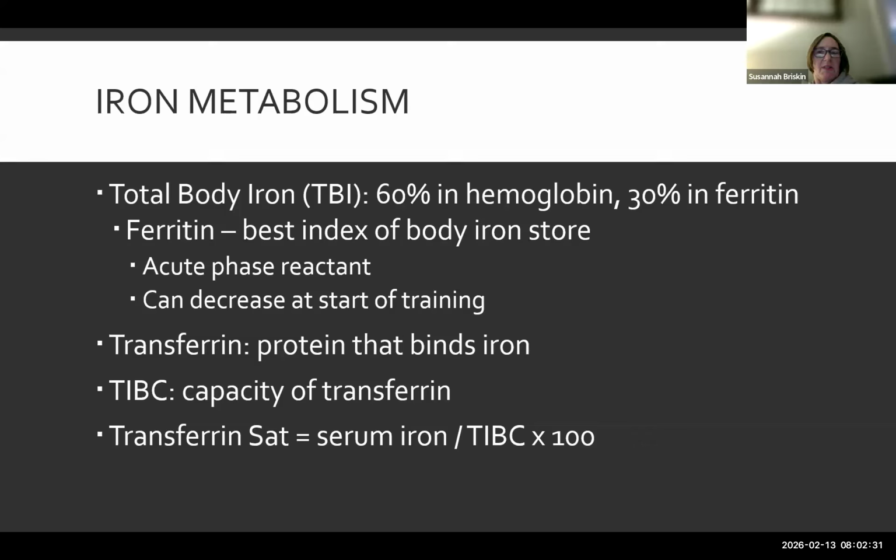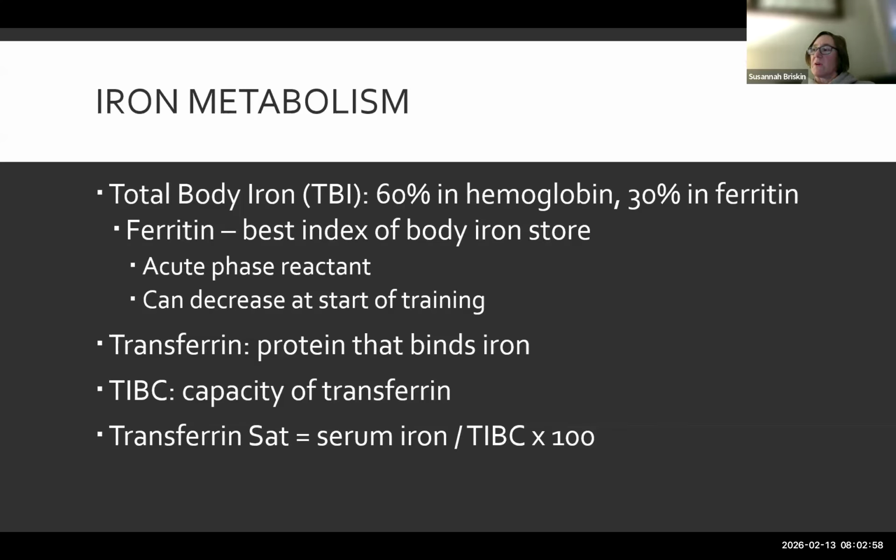So just a little bit of basic science review, thinking about the labs that we draw. Total body iron contains 60% in hemoglobin, 30% in ferritin. So you have ferritin, which is an acute phase reactant, so you have to always be a little careful when you're interpreting this number. But the main thing to think about is it's essentially the index of your iron stores.